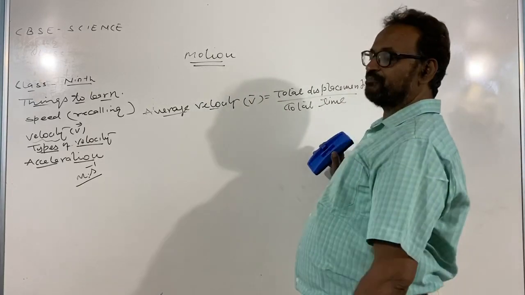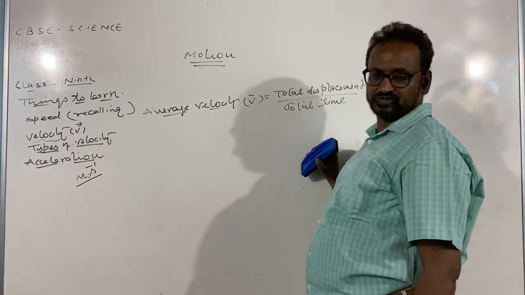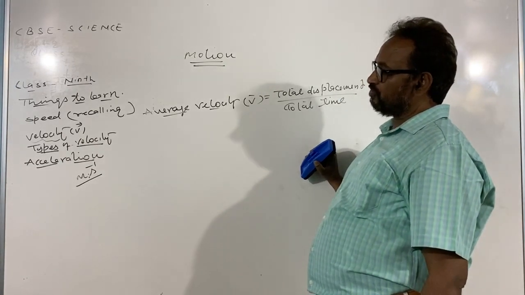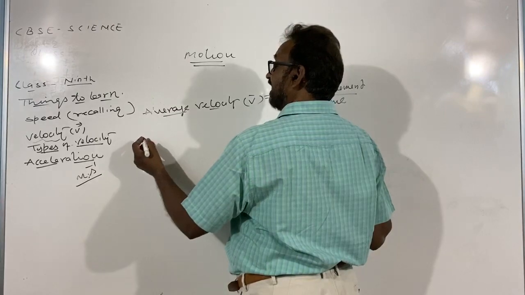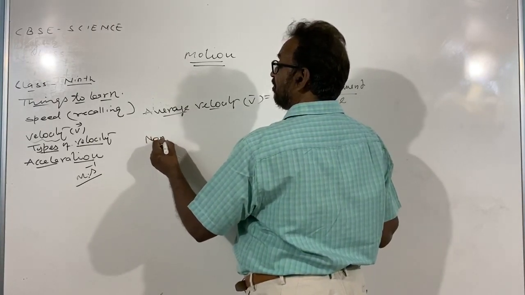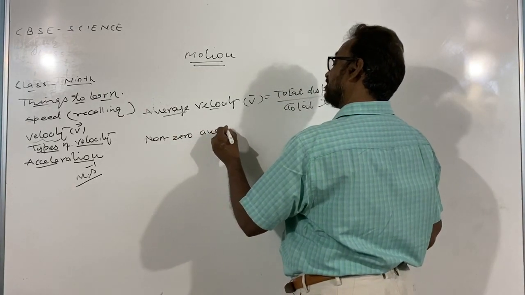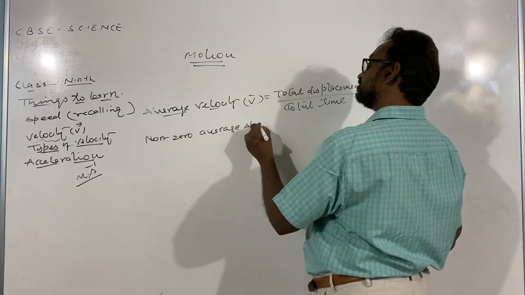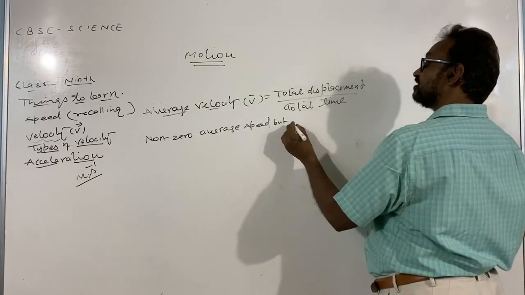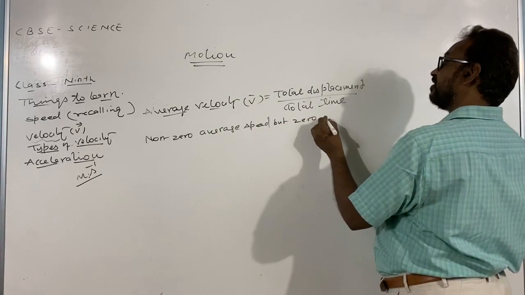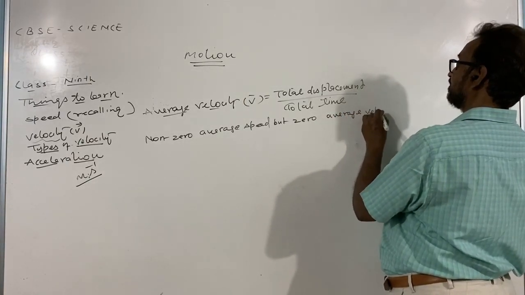Now there is a basic difference between average speed and average velocity. What is that? It is possible that a body has non-zero average speed but zero average velocity.